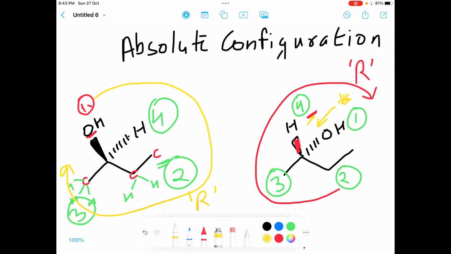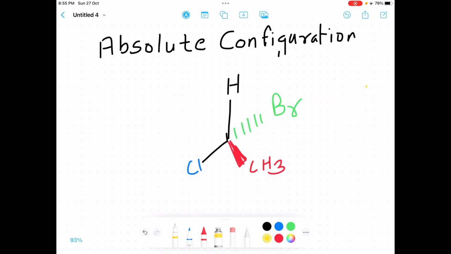So this is the trick you have to apply: whenever hydrogen, or number 4, is not on the back and is facing towards you, then whatever configuration you are getting, just reverse that configuration. So if you are getting an R configuration, change it to S. If it is S, change it to R. At the moment, what we are getting is R configuration, so I will cancel this and write the final configuration as S. So this molecule has S configuration.